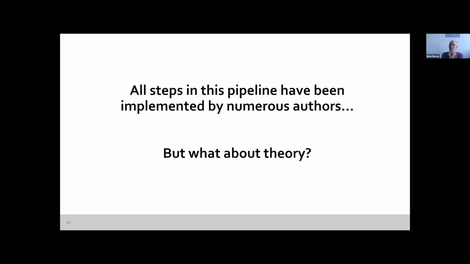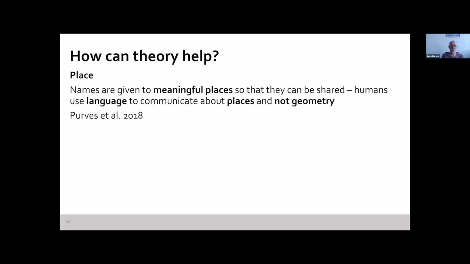So one question that we might ask is, well, what theory can we use to help with this, and how does theory perhaps help us? And I want to talk about some different things. So the first thing was in my title was place. And there's a lot of theory about place from different people, from human geography, but also lots of other fields. But one important thing about place is that we give names to meaningful places, and we do that so that they can be shared. And because we give places names, we use language to communicate about places and not geometry.